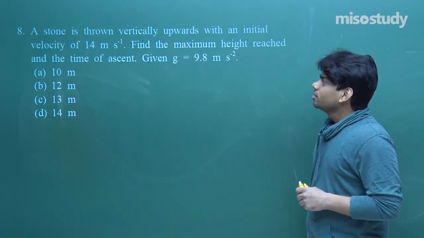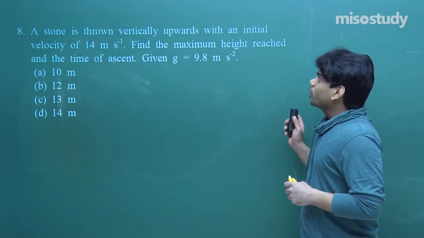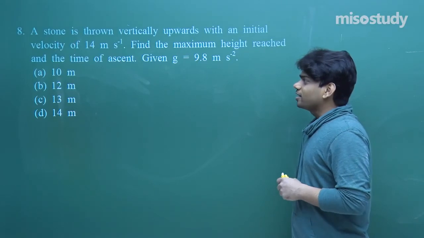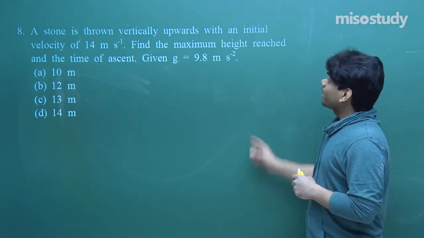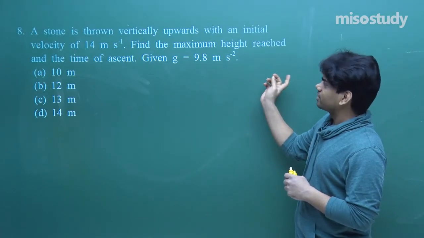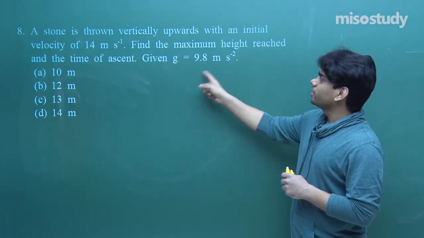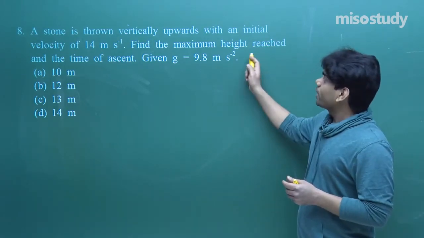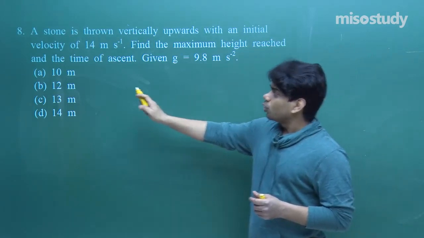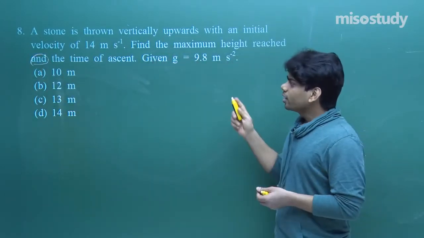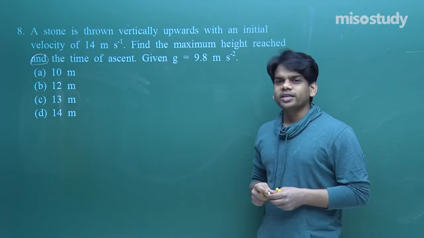Next one, a stone is thrown vertically upwards with an initial velocity of 14 meter per second. Find the maximum height reached and the time of ascent. Maximum height reached you have to obtain, given g equals 9.8 meter per square second. See here, we only have to find out maximum height reached for the time of ascent, so don't worry about this. Options: A 10 meter, B 12 meter, C 13 meter, D 14 meter.